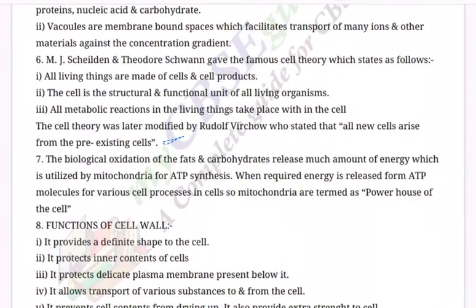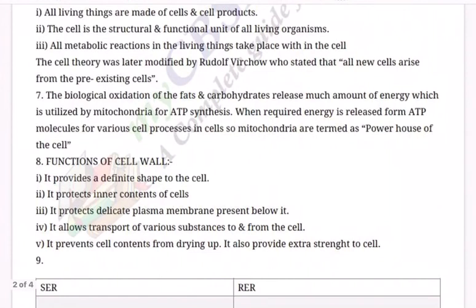Question 7. The biological oxidation of fats and carbohydrates releases much energy which is utilized by mitochondria for ATP synthesis. When required, energy is released from ATP molecules for various cell processes. So mitochondria are termed the powerhouses of the cells. They store energy, and whenever our body requires, they release ATP molecules. Since they store energy, they are called powerhouses because ATP is the energy currency.